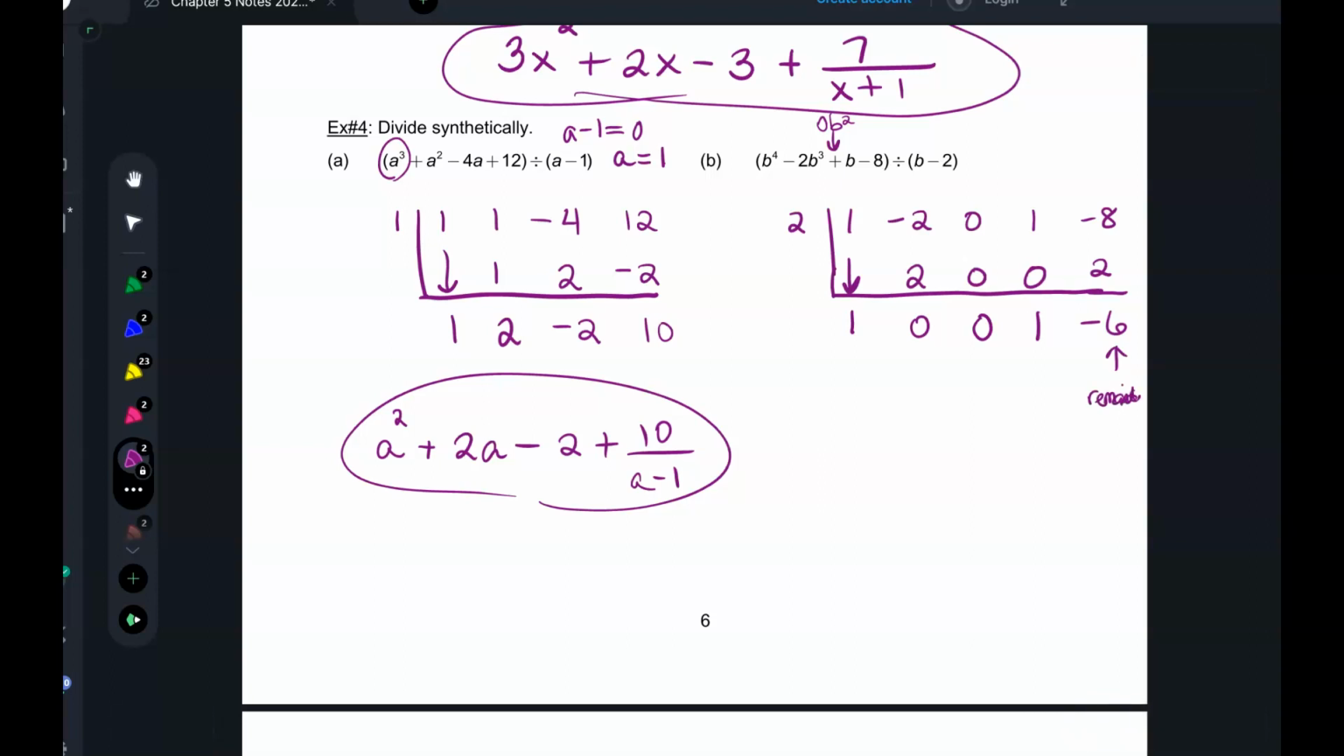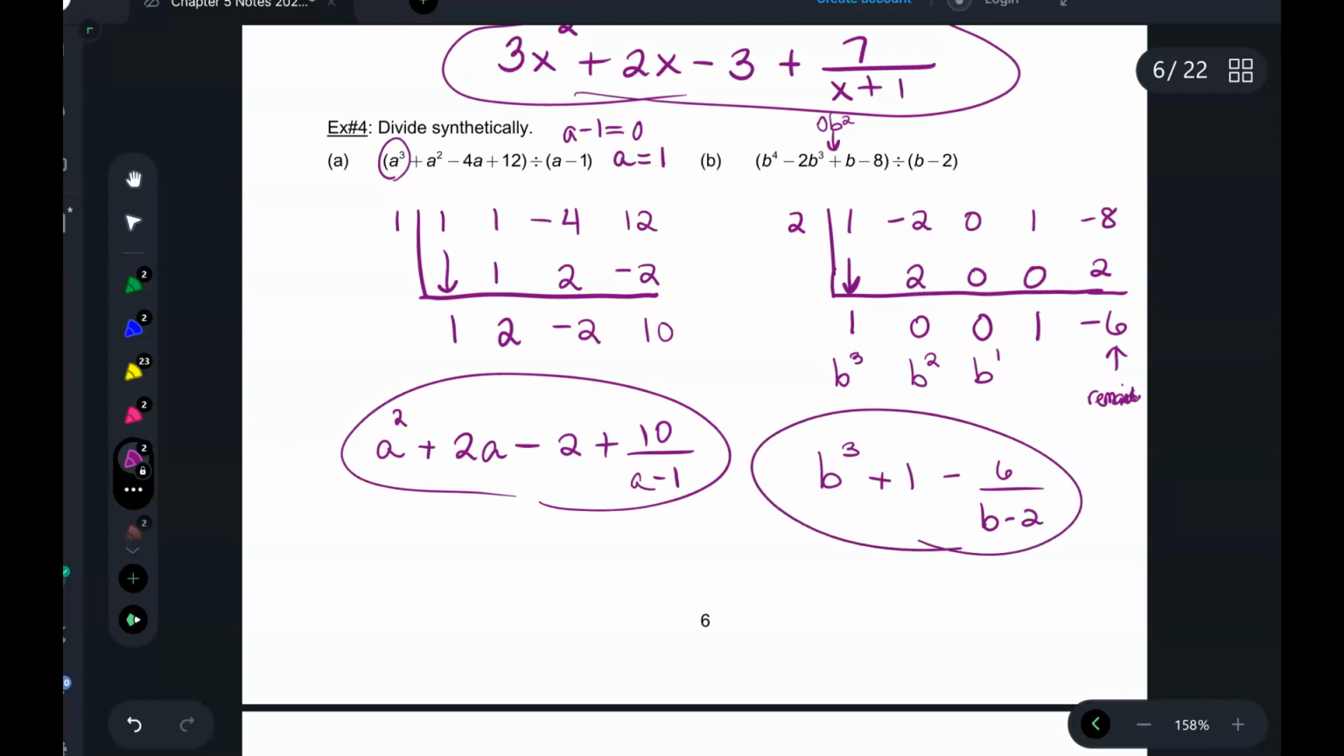Now, if I started with a b to the 4th, this would be b to the 3rd, this would be b squared, this would be b to the 1st, but I don't have any of those terms, do I? No. So I'm just going to write b cubed plus 1 minus 6 over b minus 2. Just like when there's zeros, we just bump them. Exactly. So if they're zeros, we just don't have any of those terms.